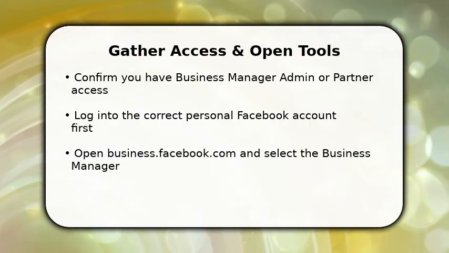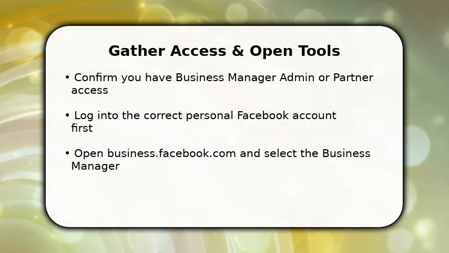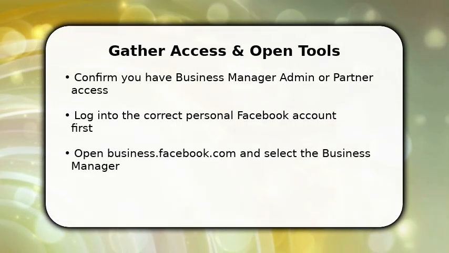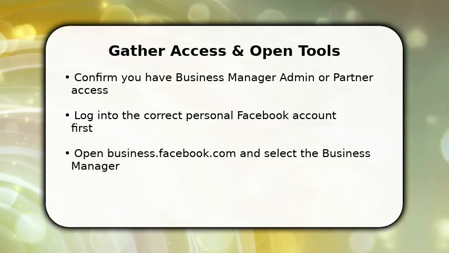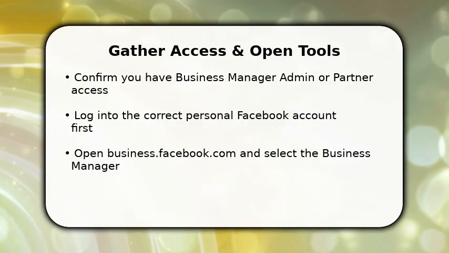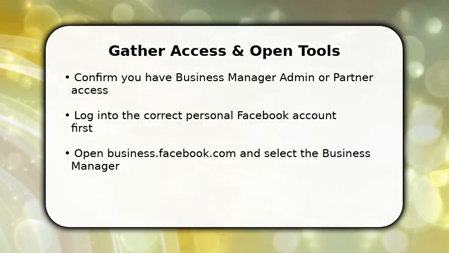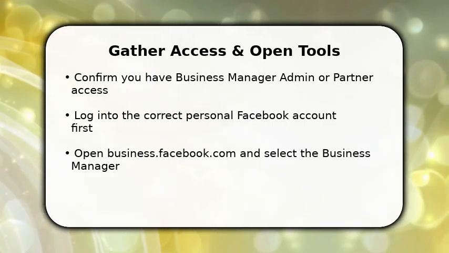You start by confirming access. You must be an admin or have partner permissions in the business manager you want to check. Once logged into your personal Facebook, go directly to business.facebook.com and pick the correct business manager from the left menu. Make sure you're not in a different account or page view, otherwise you'll see the wrong dashboard.